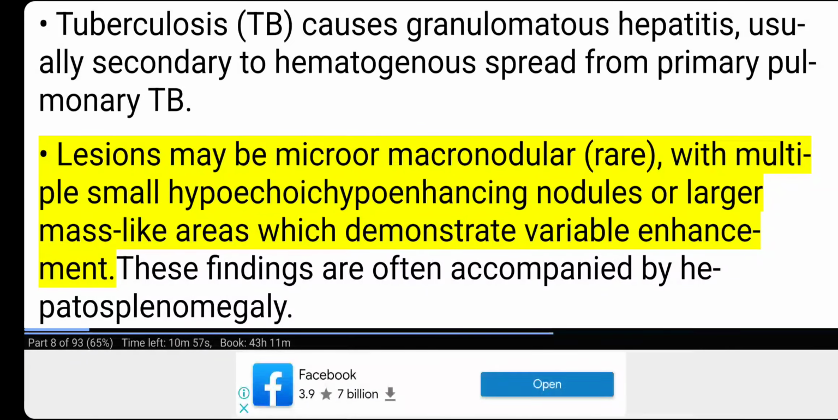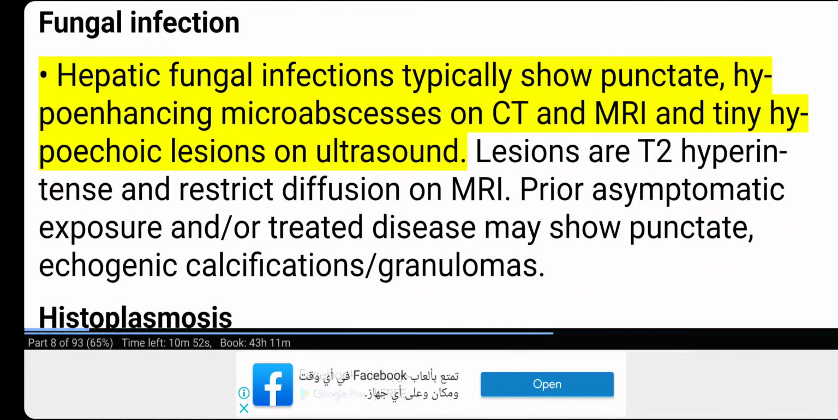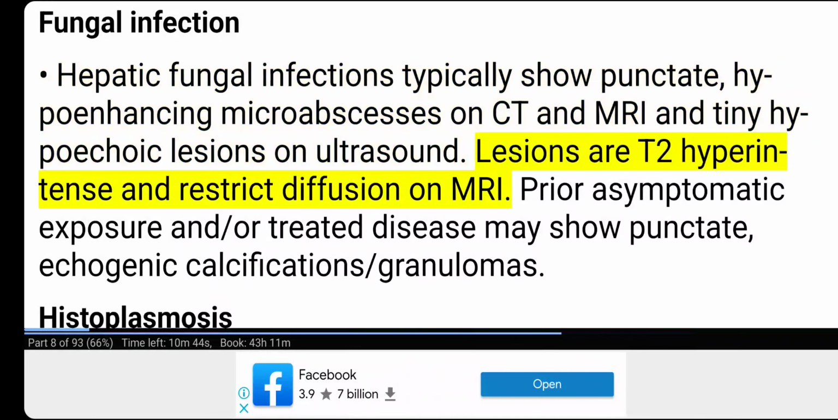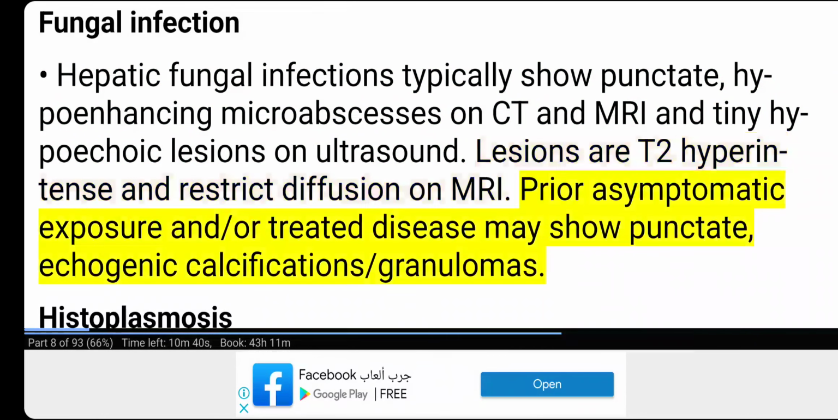Fungal infection. Hepatic fungal infections typically show punctate, hypoenhancing microabscesses on CT and MRI and tiny hypoechoic lesions on ultrasound. Lesions are T2 hyperintense and restrict diffusion on MRI. Prior asymptomatic exposure and/or treated disease may show punctate, echogenic calcifications, granulomas.